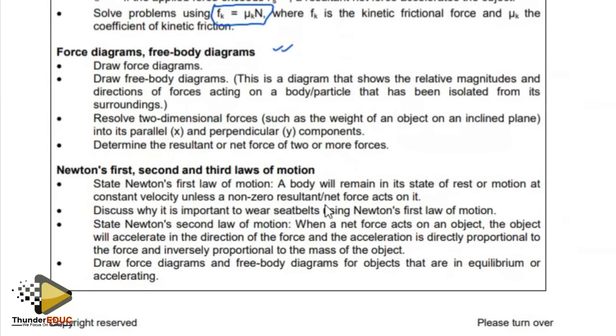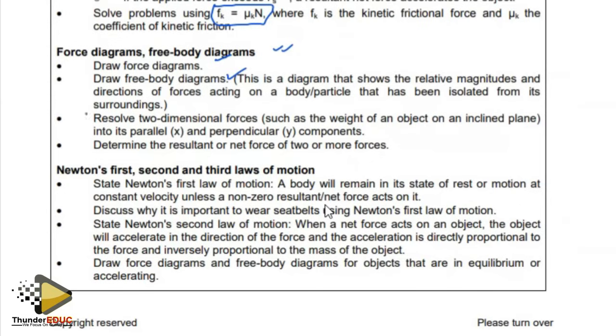Just get all those marks. So draw the force diagram, draw the free body diagrams, and indicate the forces and so on and so forth. Even the mark allocation should guide you. If they're giving you 3 marks, we expect at least 3 forces, which means the minimum should be 3 forces acting on that body.